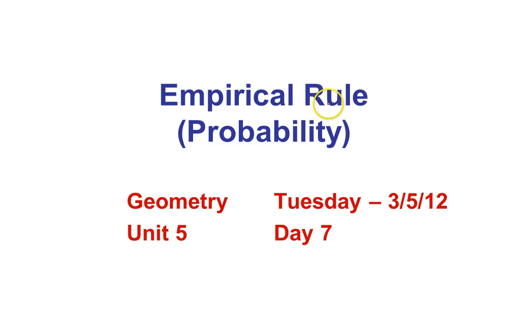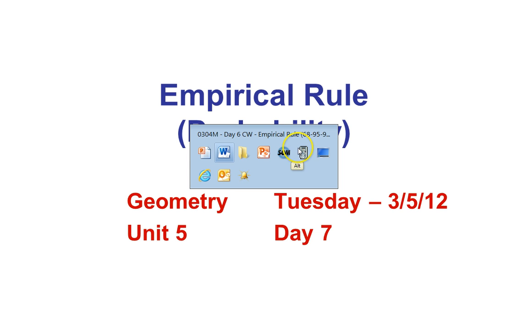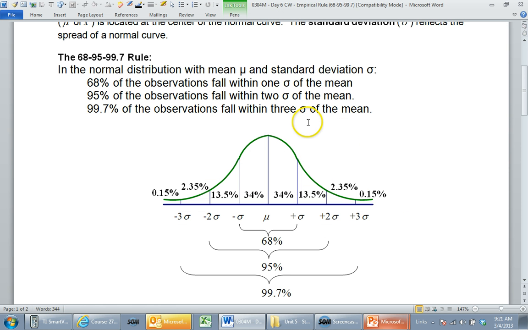Yesterday we learned about something called the empirical rule, and today we're going to revisit it and look at it again. We're going to be talking about probability, but it's really going to be the same thing. Just to refresh your memory, the empirical rule was set up this way.